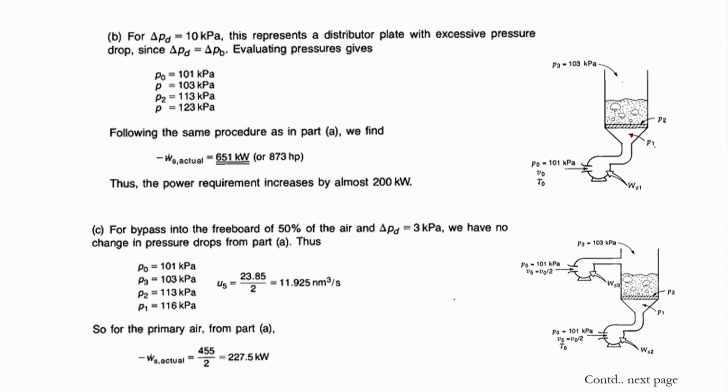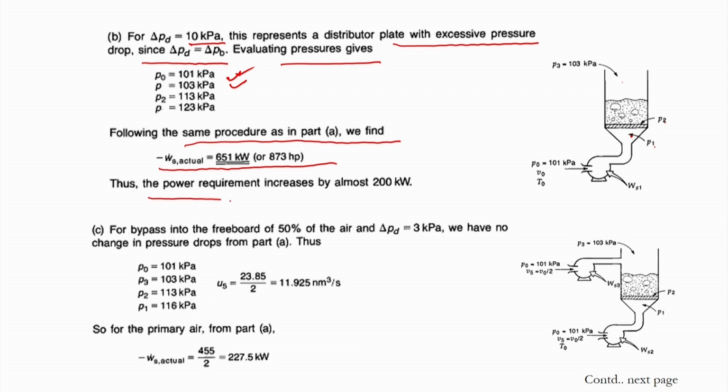Now, if we consider condition B where delta P d is equal to 10 kPa, this represents a distributor plate with excessive pressure drop. Since delta P d is equal to 10 kPa here, evaluating pressures gives P0 is equal to 101, P3 is 103, P2 is 113, and P1 is 123 kPa. Following the same procedure as in part A, we find the actual shaft work will be equal to 651 kilowatt or 873 HP. Thus, the power requirement increases by almost 200 kilowatt if the distributor pressure is increased from 3 kPa to 10 kPa.